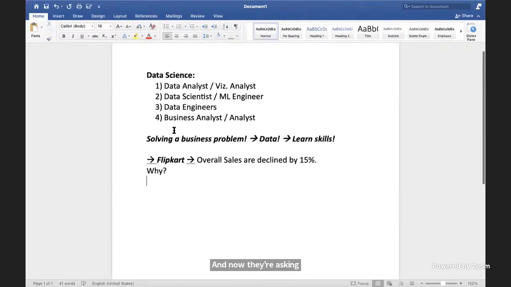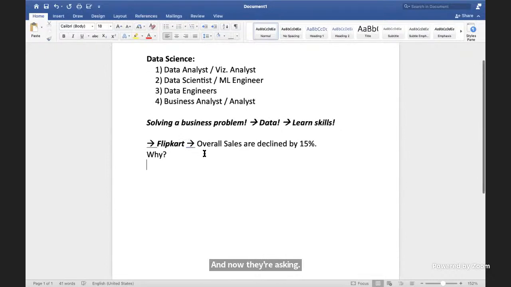And now they're asking why. Give me 2 reasons each. Why do you think the overall sales of Flipkart have declined by 15%? Let's quiz you all. I just need 2 reasons. Don't go into greater details. 2 reasons are sufficient.